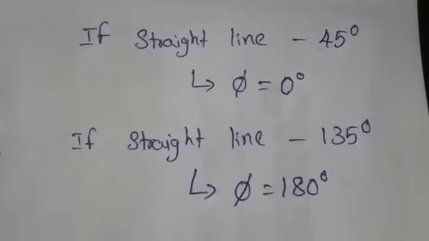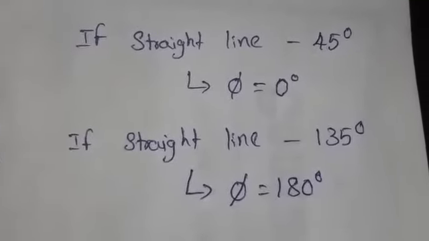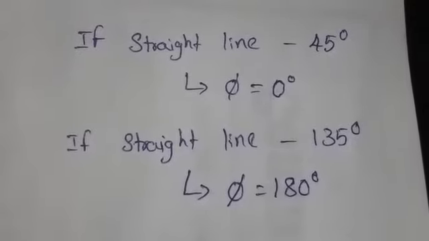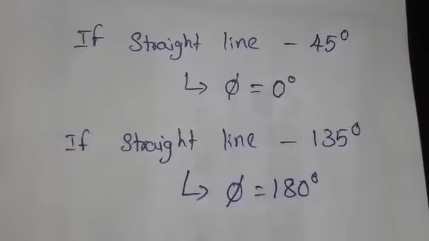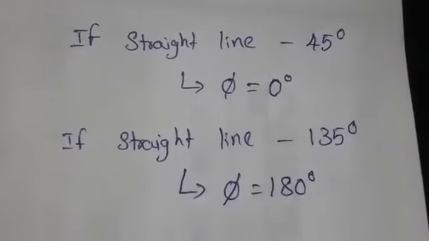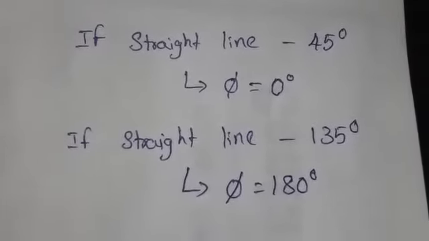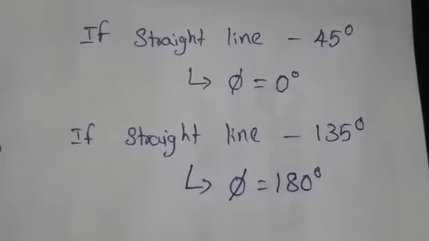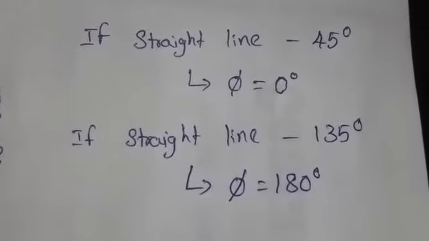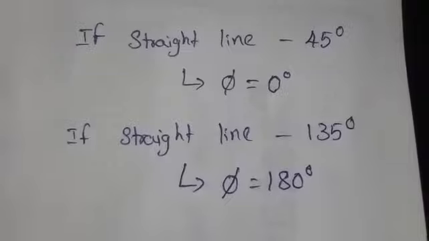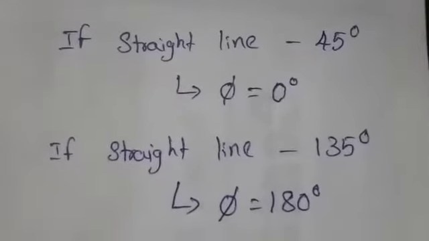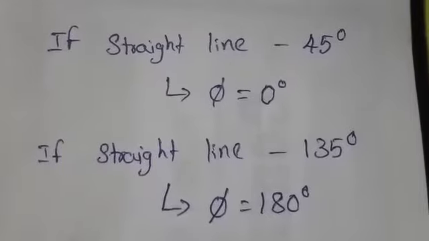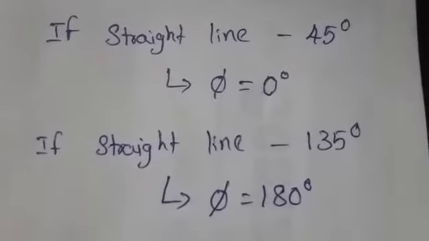If the straight line, that is the shape of the Lissajous figure, has an inclination angle of 135 degrees with the positive x-axis, then the phase difference is 180 degrees between the two sinusoidal signals. So these are the phase differences for the straight line shapes of the Lissajous figures.